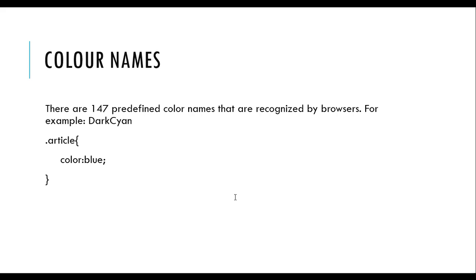So the color names are predefined colors that are recognized by the browser. For example, we have dark cyan, we have red, we have white, we have blue. They are names in words that are actually colors as specified in this example. So you can have something like this: color is a property, and then the value is the color name, which is what we're looking at.